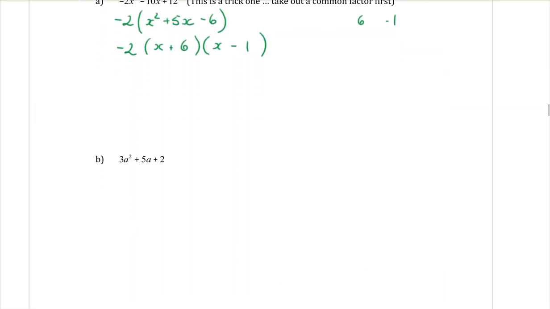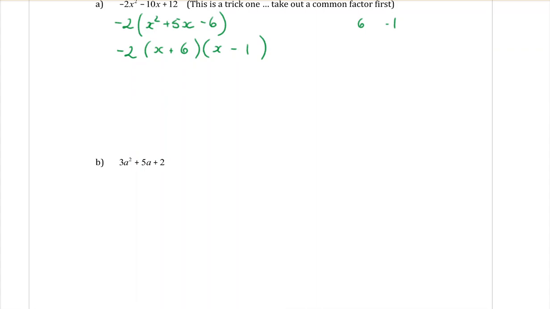Part B. This one here, we have a 3 in front of our a squared. Okay, and I can't factorize it out without going to some nasty fractions. If I really wanted to try that, don't do that. So we're going to use our new method. We're going to split that into 4 terms so that we can factorize it in pairs. The first thing you need to do is to multiply the 3 out the front with the 2 at the end. So 3 times 2 makes 6. We're looking for 2 numbers that multiply to give the 6 that I just worked out, but they're still going to add to give this number in the middle. They're going to add to give 5.